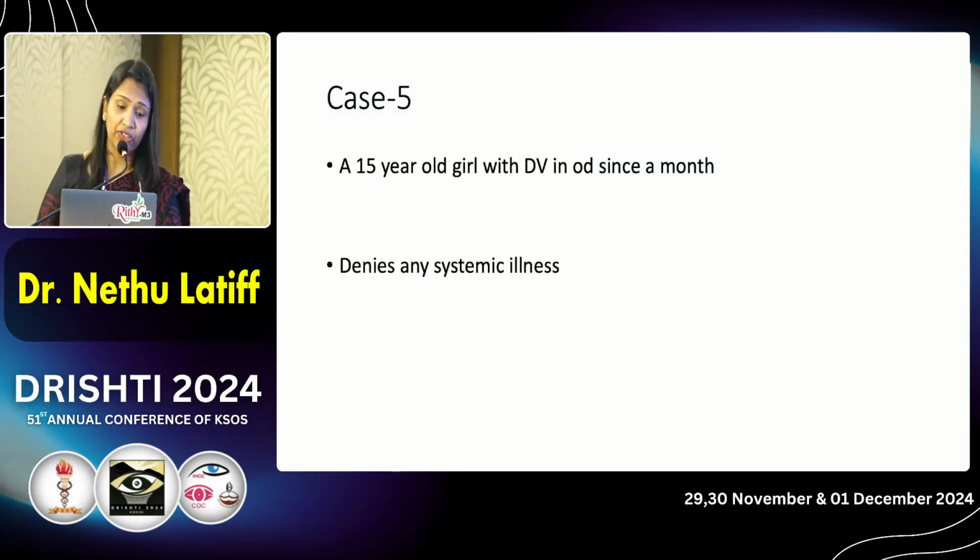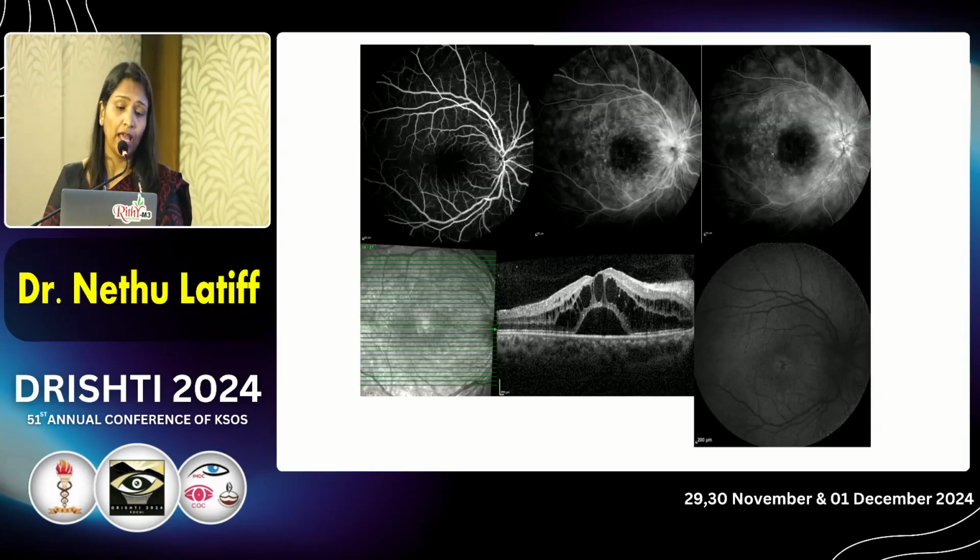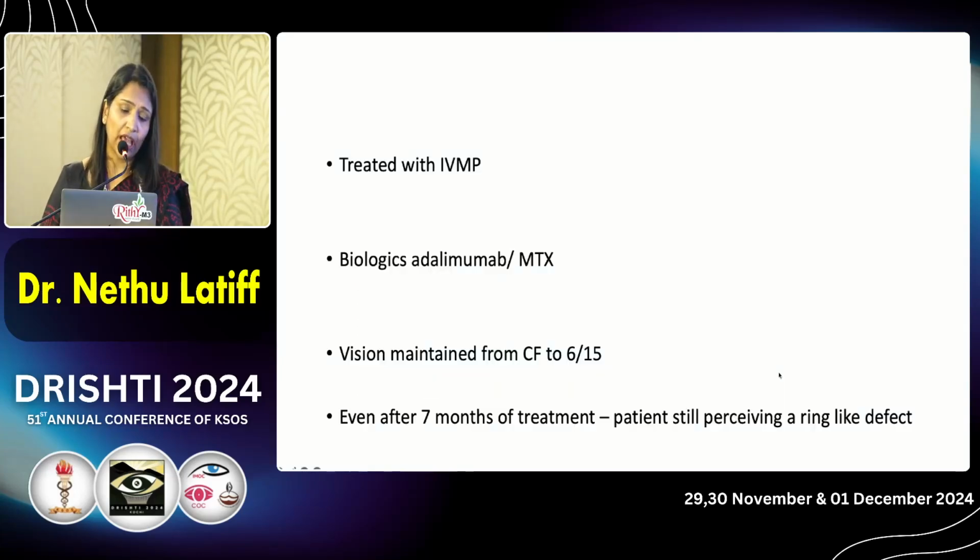Case 5, a 15-year-old girl with diminished vision in the right eye since a month, denies any systemic illness. Her FFA of the right eye showed a diffuse capillary leak, fern-like pattern. Left eye was normal. There was a very large cystoid macular edema, and on the autofluorescence also you can make out the cystoid macular edema. So she was treated with IVMP, biologics, adalimumab, and maintained on a low dose of methotrexate.